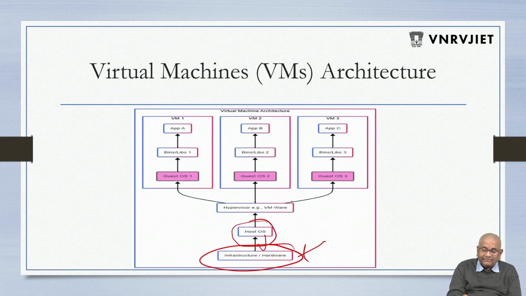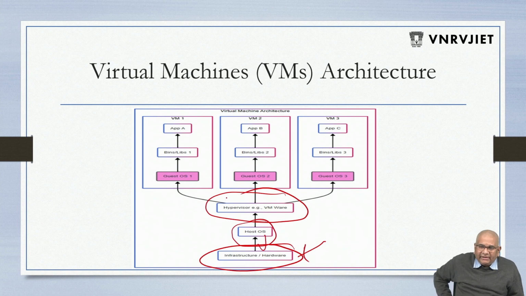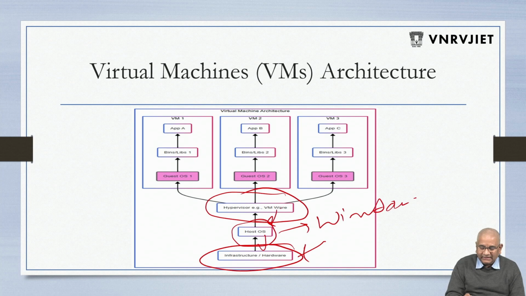On top of the host OS we have a special software called a hypervisor. For example, VMware is a hypervisor software which allows you to create virtual machines. Without this you can't create virtual machines. You need a special software, and this software is tied to the operating system. For example, if this is a Windows operating system, then this software should be VMware. Let's say this host OS is Linux, then it should be the Linux one. So that's how it should be, based on the operating system.